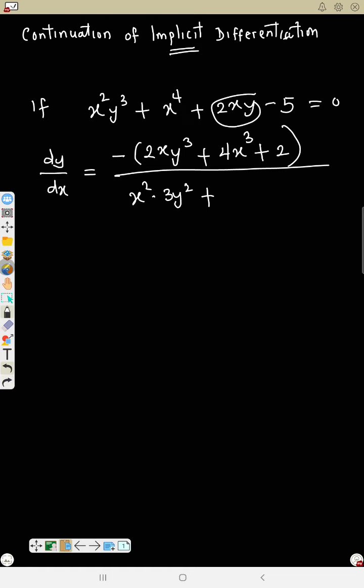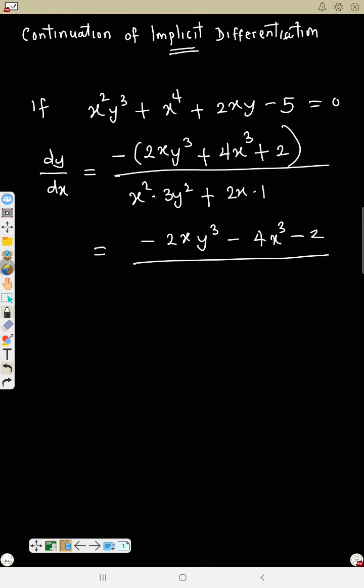Now move here, I've differentiated only y, you get 1, then that means I will have 2x times 1, 5 will be 0, so I leave that one. That means I'm through like this. The only thing I will just add more is that minus will open the brackets, that will be minus 2xy raised to power 3, then minus 4x raised to power 3 minus 2, everything over.